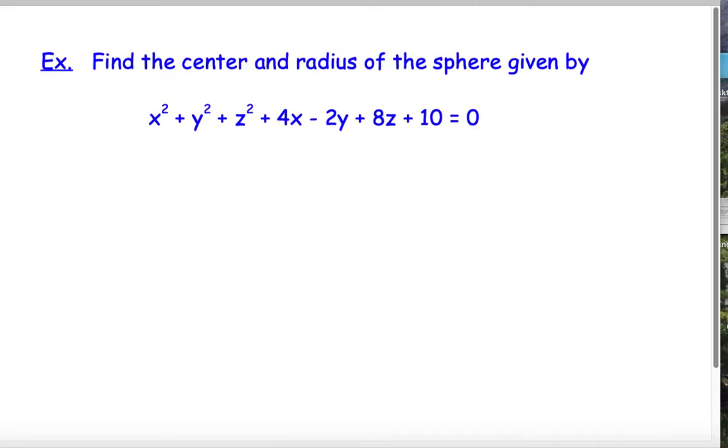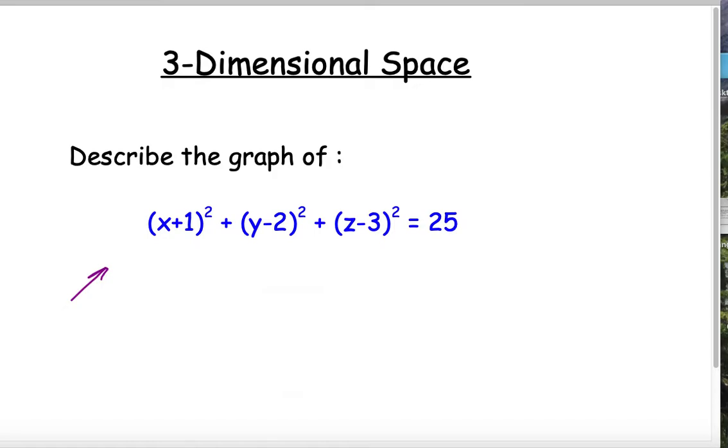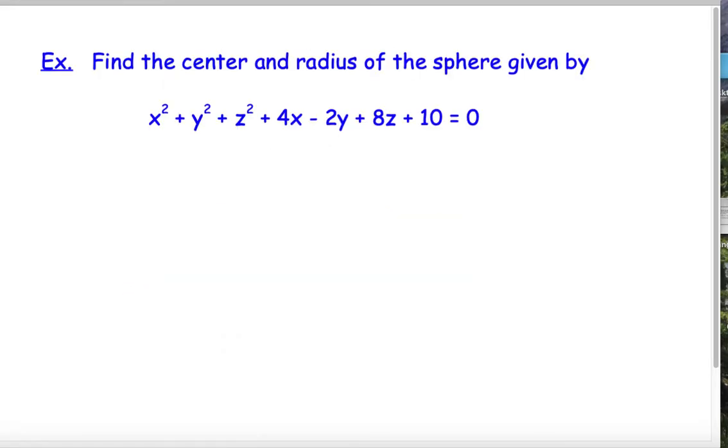Okay, what else can we look at? What if I ask you to find the center and radius of a sphere? Now notice, this is not in the form that we had in the first example here. I need to have x plus or minus something squared, y plus or minus something squared, z plus or minus something squared, and then set that equal to a constant, which will be my radius squared. I need my equation to look like this, and I don't have that. So what I'm going to need to do, just like we did in 2 dimensions, you have to complete the square, like we did with a circle. We're going to do that with the sphere.